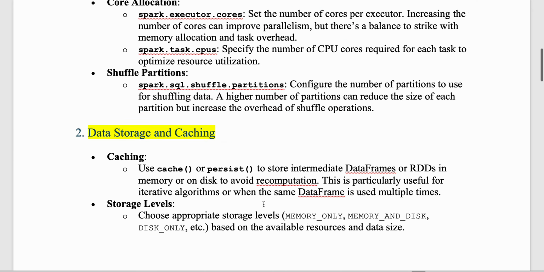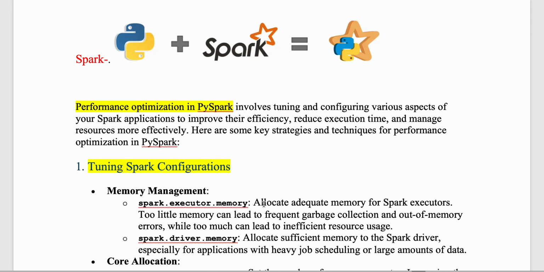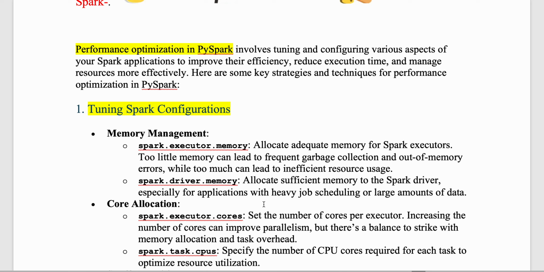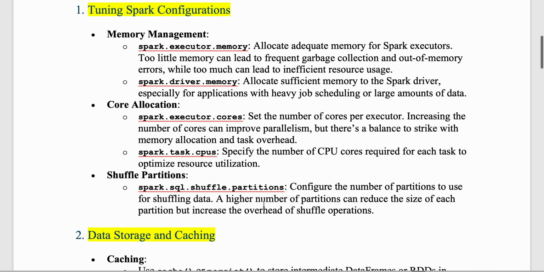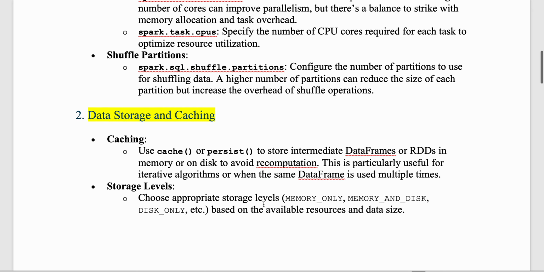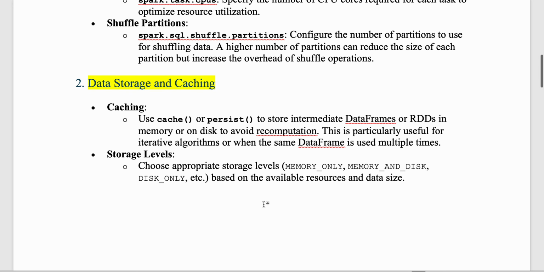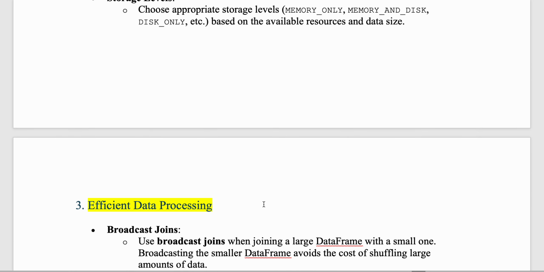Okay, so these are the optimization techniques we can use. Let's go through them one more time. One is tuning Spark configurations. In the Spark configuration, you can check memory management: executor memory and driver memory. In core allocation, you can check the number of cores and CPUs. Then in shuffle partitioning, you can use the number of partitions to shuffle your data. Then under data storage, you can use cache or persist techniques, with different storage levels, to avoid recomputation.